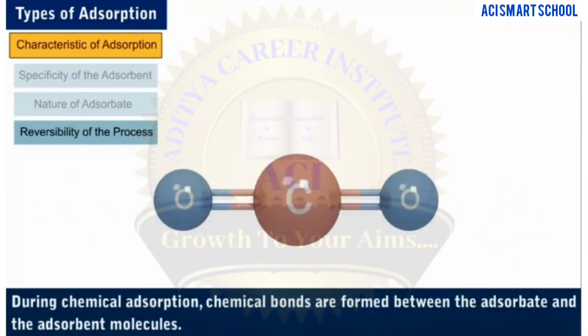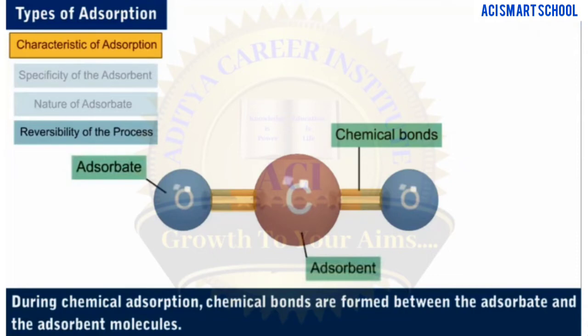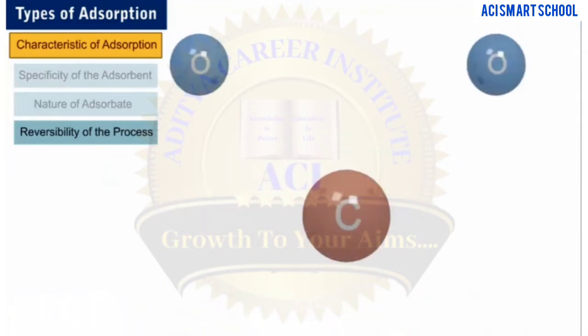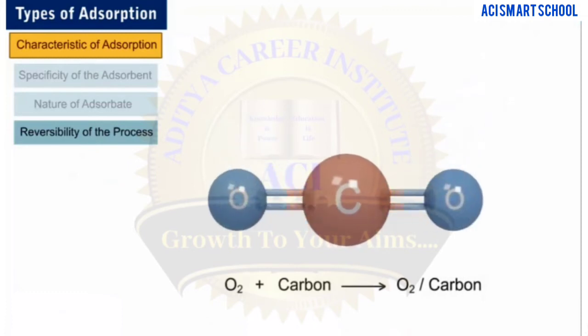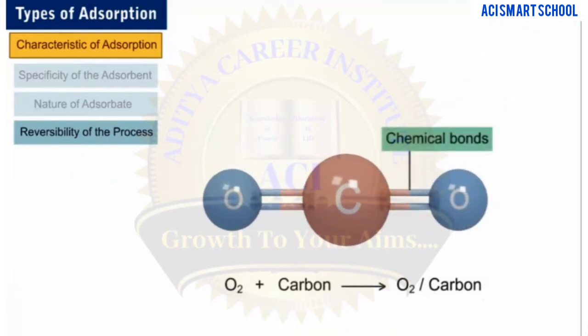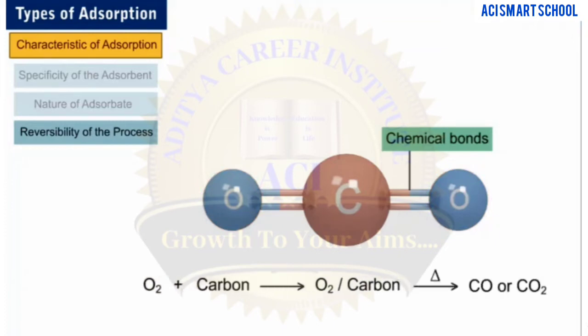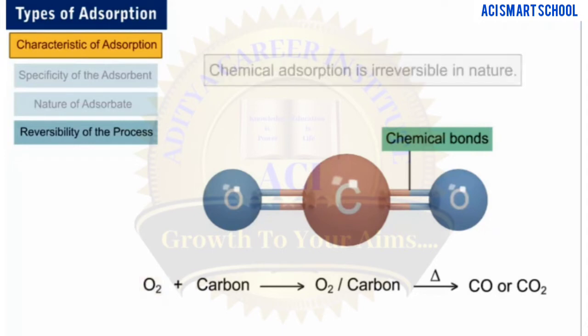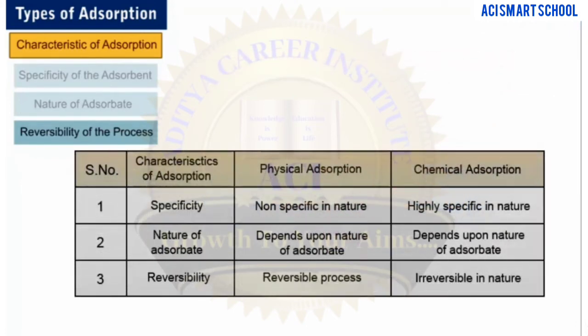However, during chemical adsorption, chemical bonds are formed between the adsorbate and the adsorbent molecules. For example, when oxygen is chemically adsorbed on carbon, to reverse this process, there is a need to free the adsorbed gas. However, the reverse process releases carbon monoxide or carbon dioxide instead of oxygen. Hence, chemical adsorption is irreversible in nature. Therefore, we can conclude that while physical adsorption is a reversible process, chemical adsorption is irreversible.